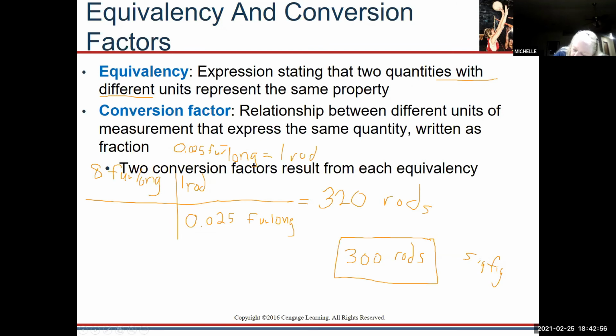Okay, so equivalencies or conversion factors, those things we do not take into consideration for sig figs, but we have to use them to do our equivalencies.